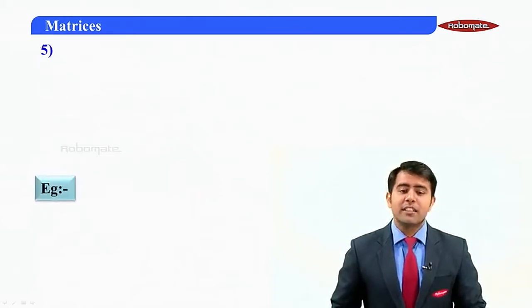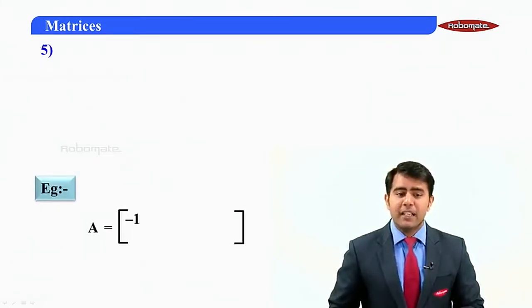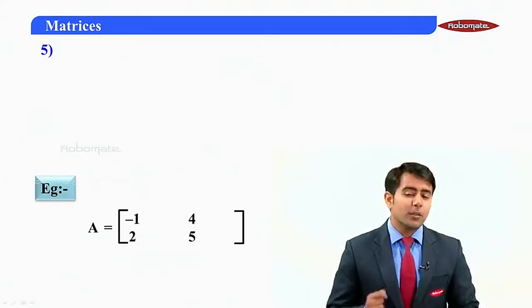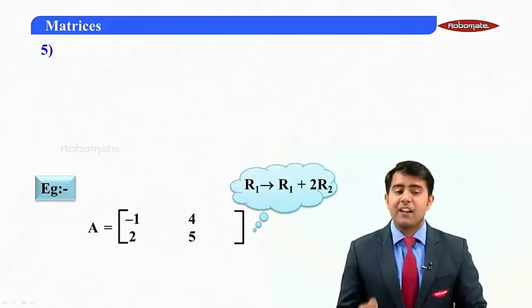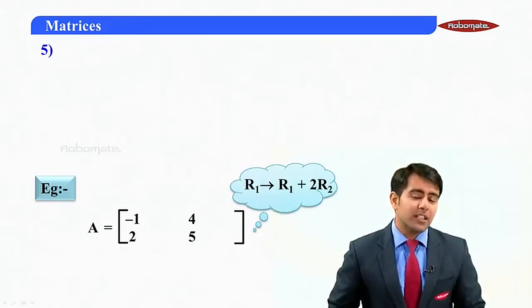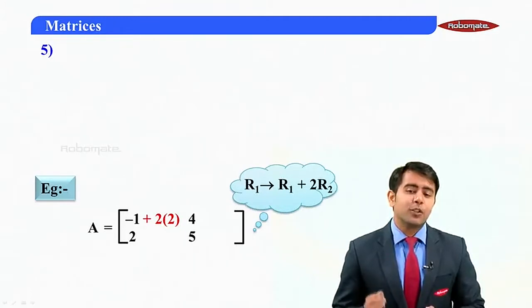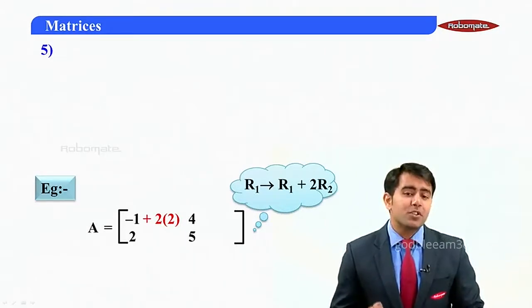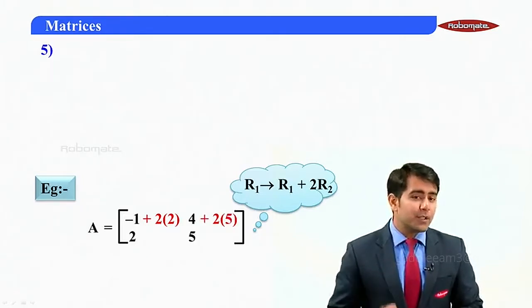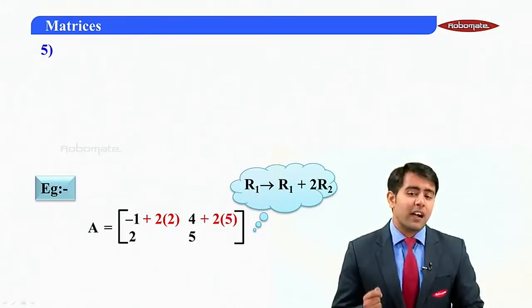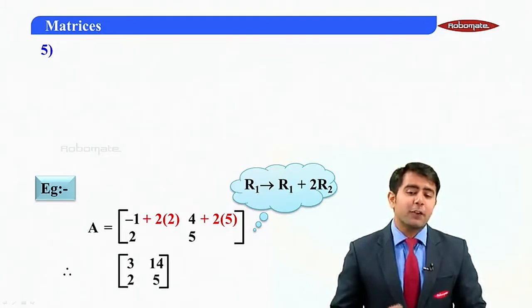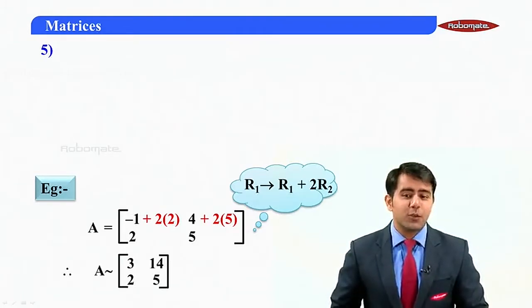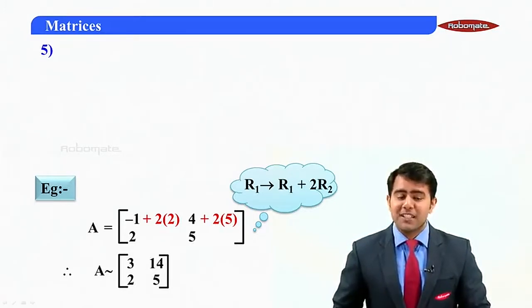The example given to us here is as follows. I have a matrix A with me. The elements are minus 1, 2 in the first column, 4 and 5 in the second column. The transformation which I have to use is R1 changes to R1 plus 2 times R2. This means that I have to use minus 1 plus 2 times 2 and 4 plus 2 times 5. That is, elements of R2 are multiplied by 2 and then added to R1. So the new matrix which I obtain is 3, 14 in the first row and 2, 5 in the second row. This is the transformed matrix given to us.